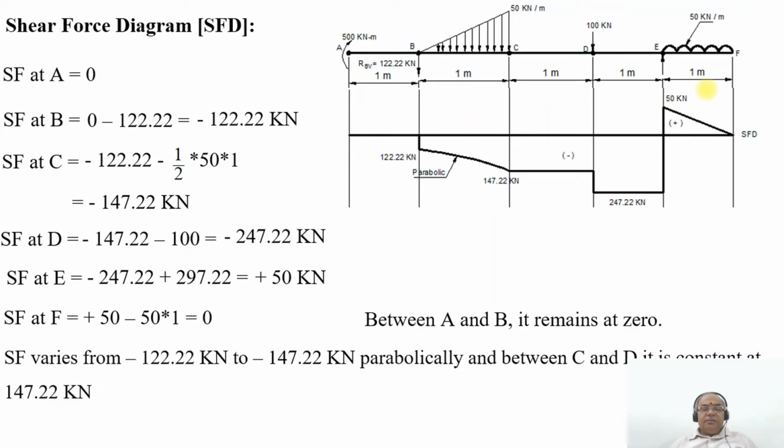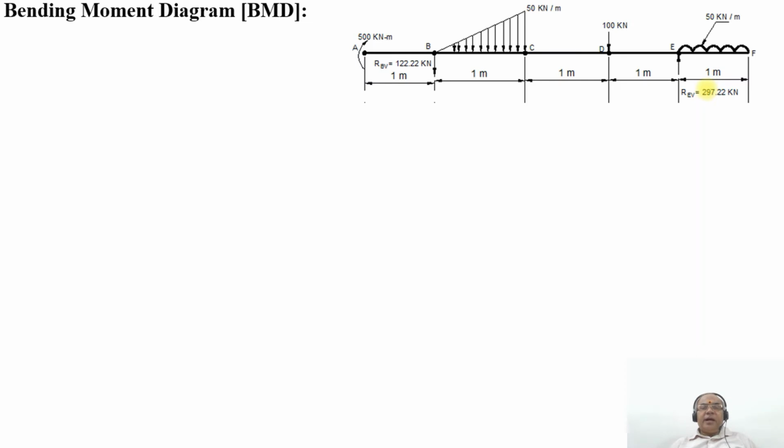So then it will be minus 122 kilonewton to minus 147.22 kilonewton parabolically. And between C and D, it is constant at minus 147.22. SF varies from plus 50 kilonewton to 0 linearly. So now we will go for the bending moment diagram.